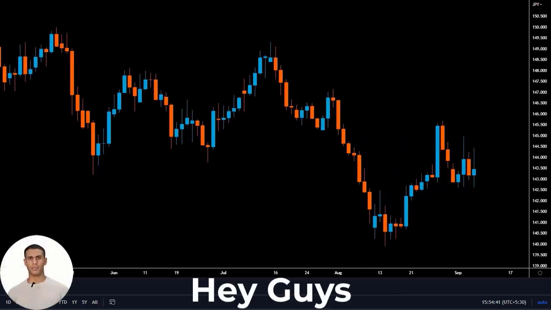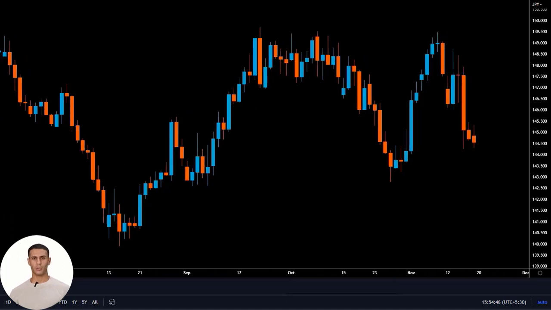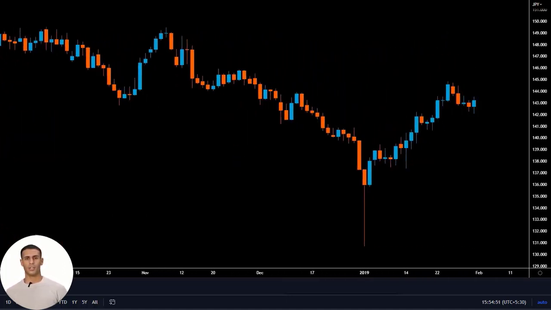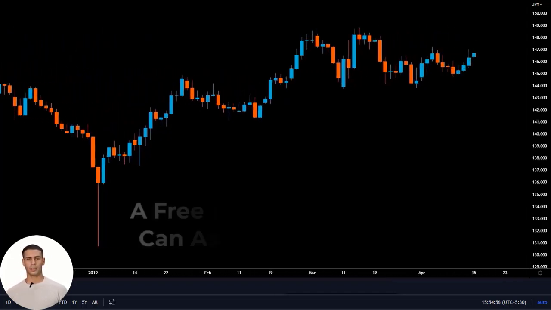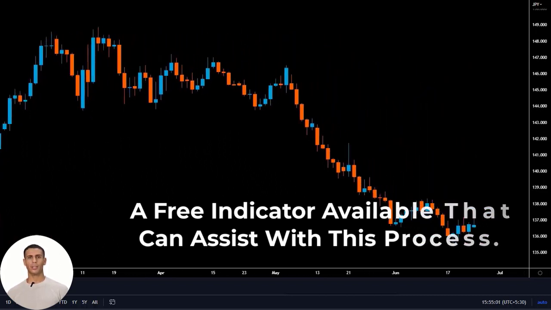Hey guys, in this video, determining whether a candlestick will break through or reject a specific price level is essential for successful trading. Yet, predicting the direction of the next candlestick can be a challenging task for many traders. Fortunately, there is a free indicator available that can assist with this process.